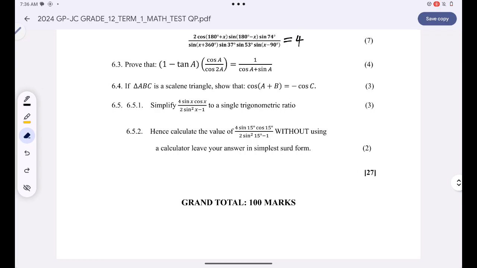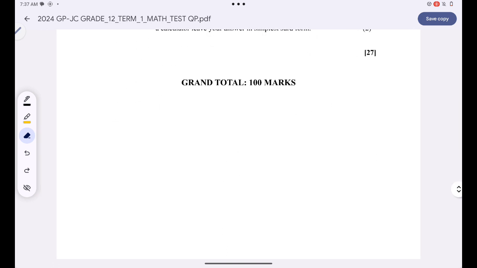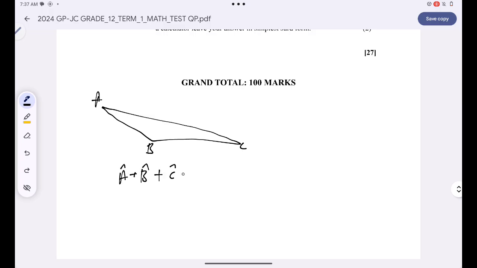Okay, we are told that in a scalene triangle, we must show that the cos of A plus B is equal to negative cos of C. A scalene triangle can be a triangle like this, whereby we have A, B, and C. You know that angle A plus B plus C all add up to 180 degrees. However, you can say that angle A plus angle B is equal to 180 degrees minus C.